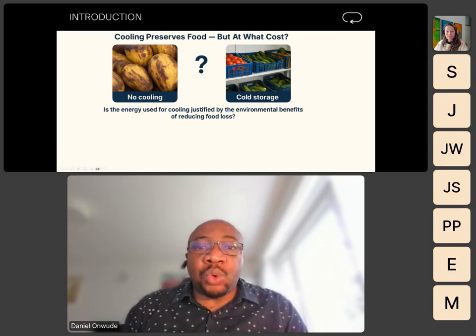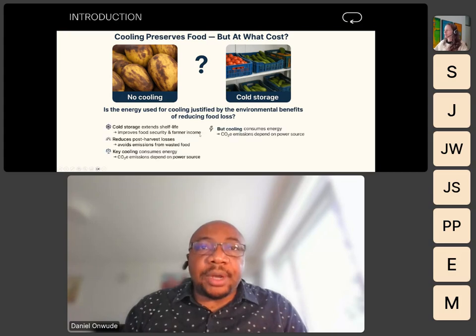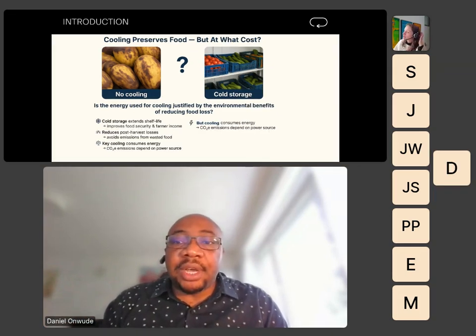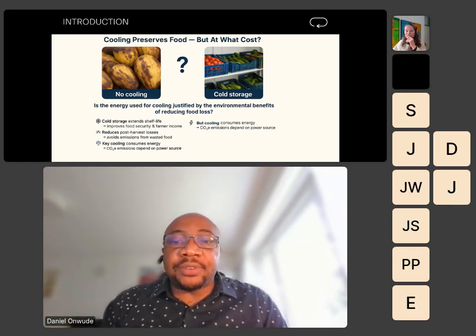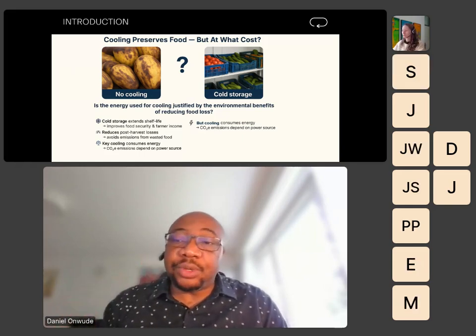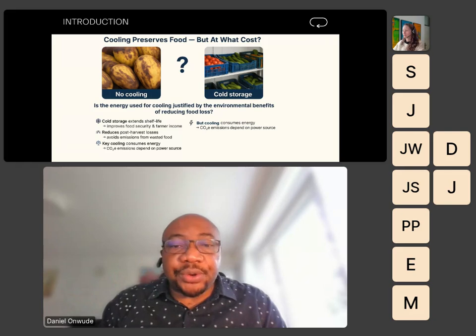Now, what does this mean? A farmer with cooling would have a lot of benefits, right? He or she could extend shelf life and reduce spoilage, right? But the question is then, at what cost? So for me, the trade-off is clear: fewer emissions from wasted food versus new emissions from powering cold rooms.